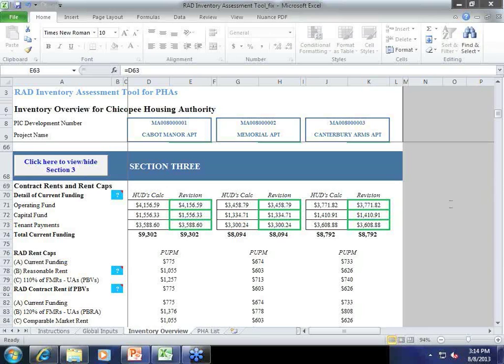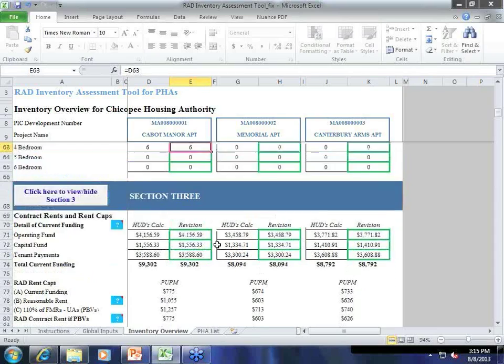Yes, hi, Linda. Hi, thanks. My question was, I've heard in some of the other calls how you can pool some properties, and if needed, you can increase rents on one property and decrease them on another as long as there's no increase in the net amount. So in this example, could the rents be increased at Cabot Manor and decreased on Memorial to help fill the gap? That's exactly right. That's a very good point. Thank you for raising that.